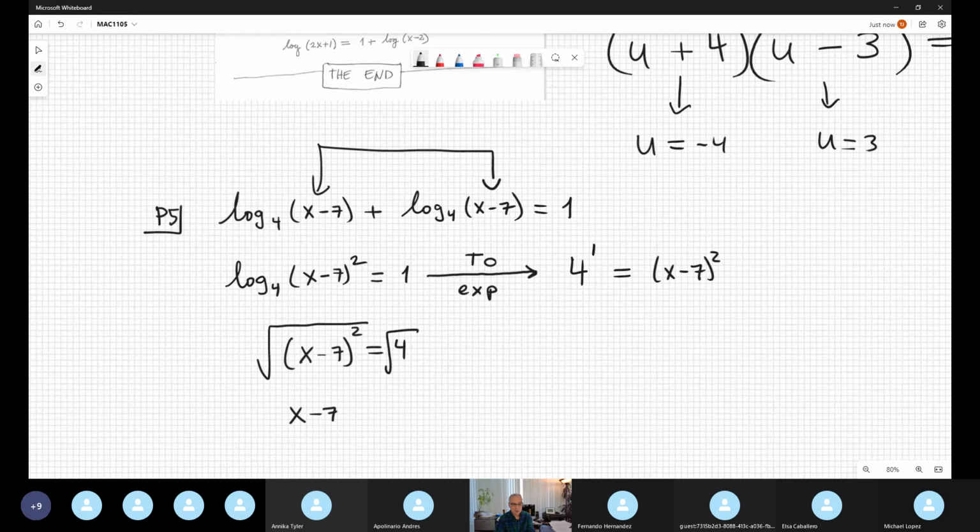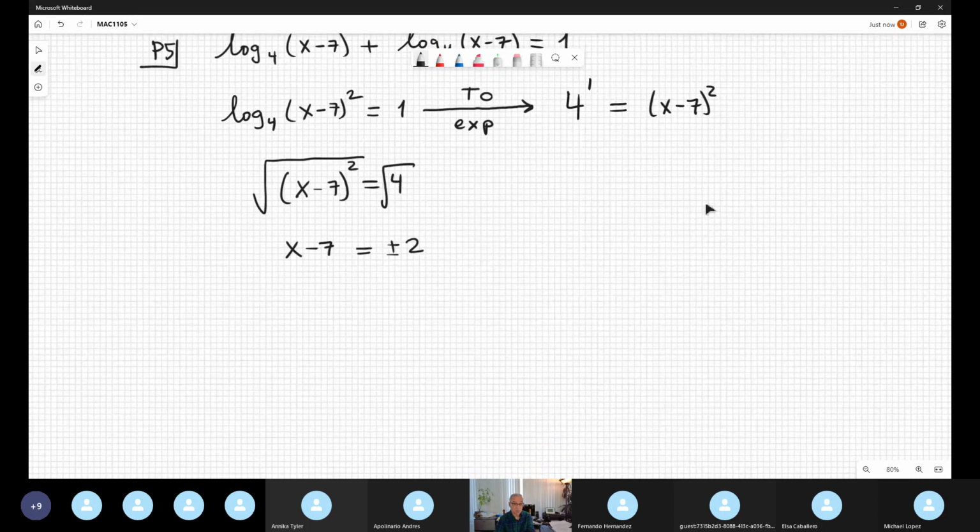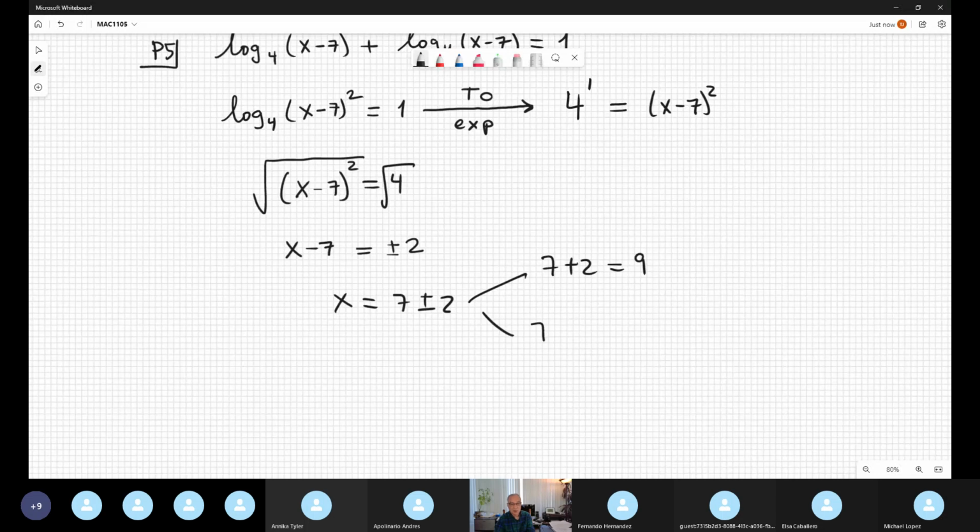The square root and the square power cancel out each other. Entonces we have square root of 4 gets 2, but don't forget plus and minus. That's the only disadvantage of this method, no? You need to remember plus and minus. Now x alone is equal to 7 plus or minus 2. We have two solutions. 7 plus 2 is 9, and 7 minus 2 is 5.